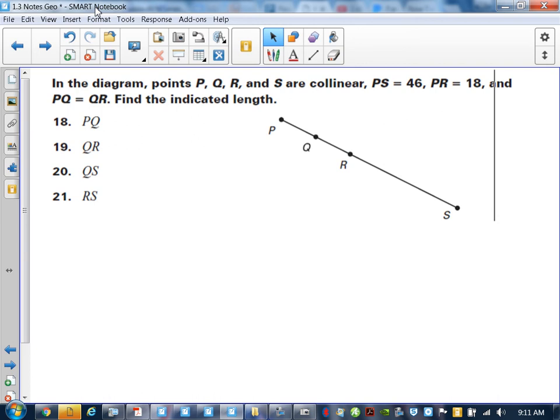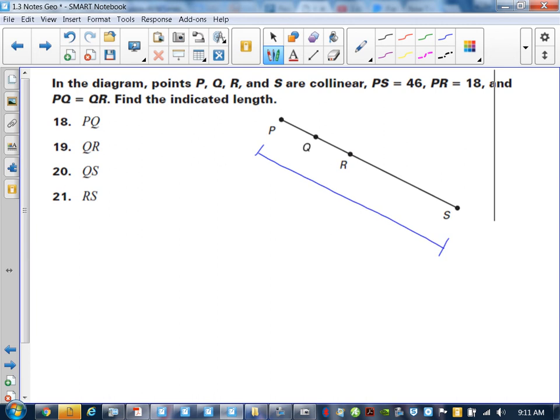Now, in this case, you've got points P, Q, R, and S that are collinear, which means they're all in the same line. No big deal. It tells you that the whole thing is 46. The small chunk of PR is 18. And then it says that PQ and QR are the same. When two segments have the same value, the same length in geometry, we say that they are called congruent.